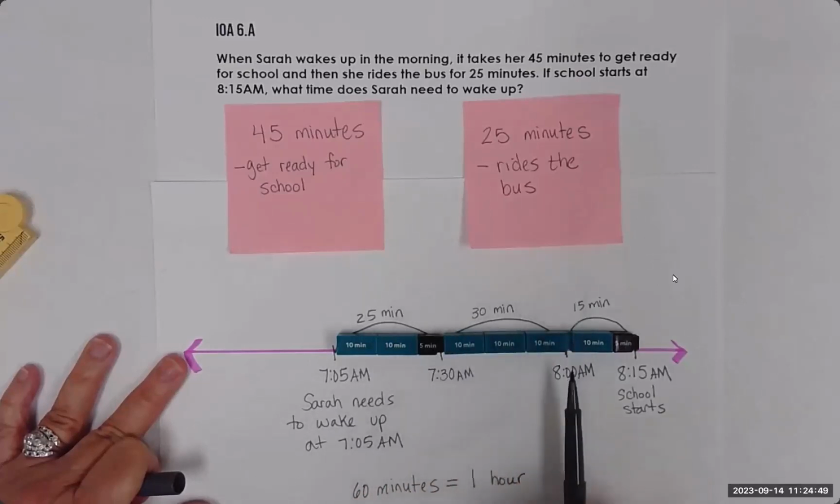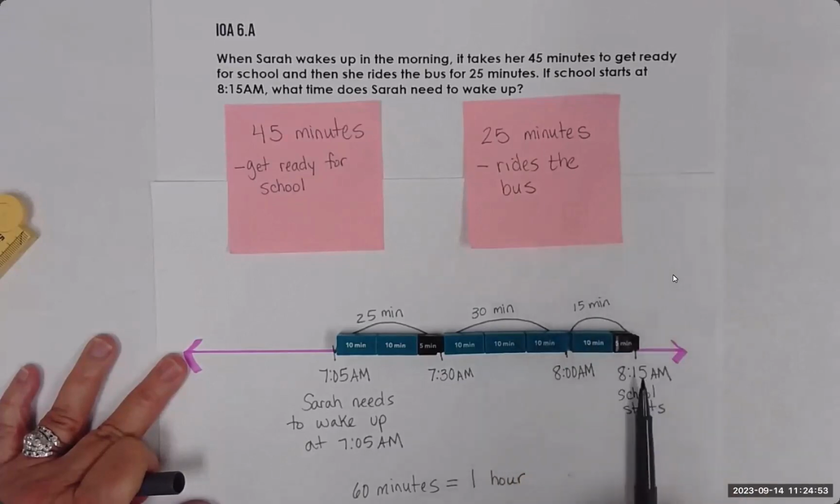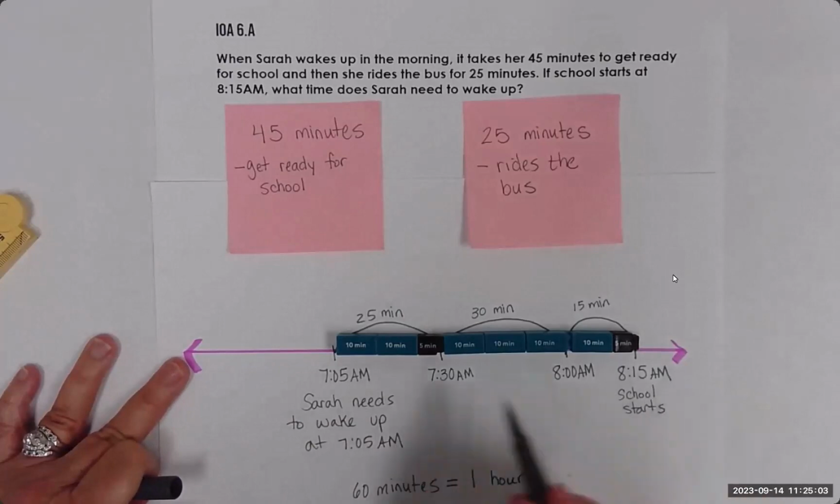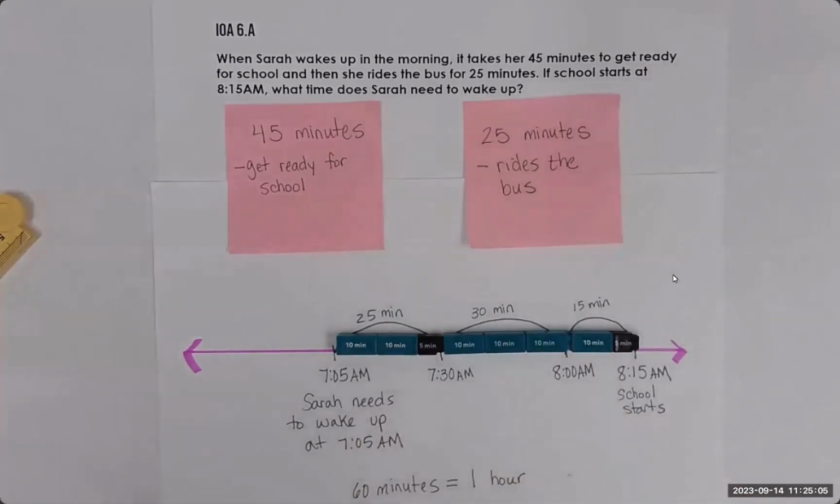7:30 plus 30 minutes will get us to 8 a.m. And 8 a.m. plus 15 will get us to when school starts at 8:15 a.m. So we have solved for basically the start time here. We knew the end time, and we also knew the change of time.